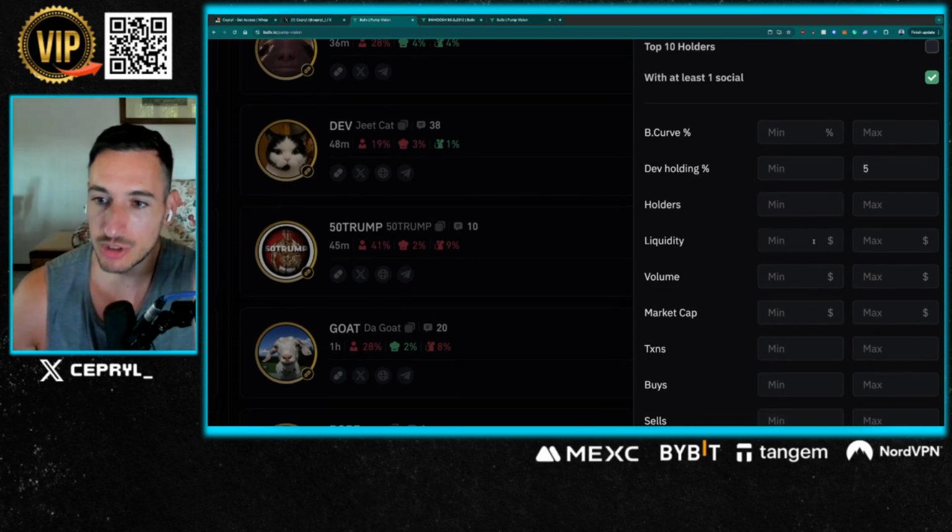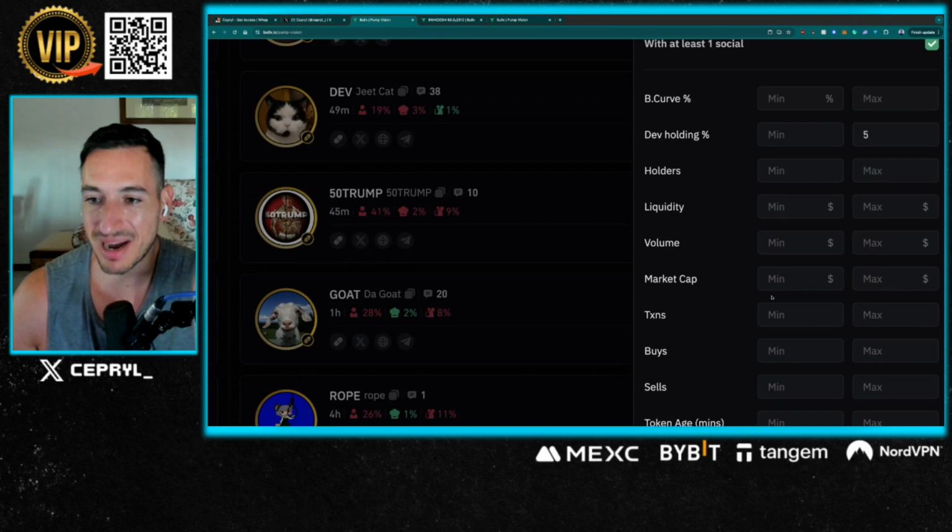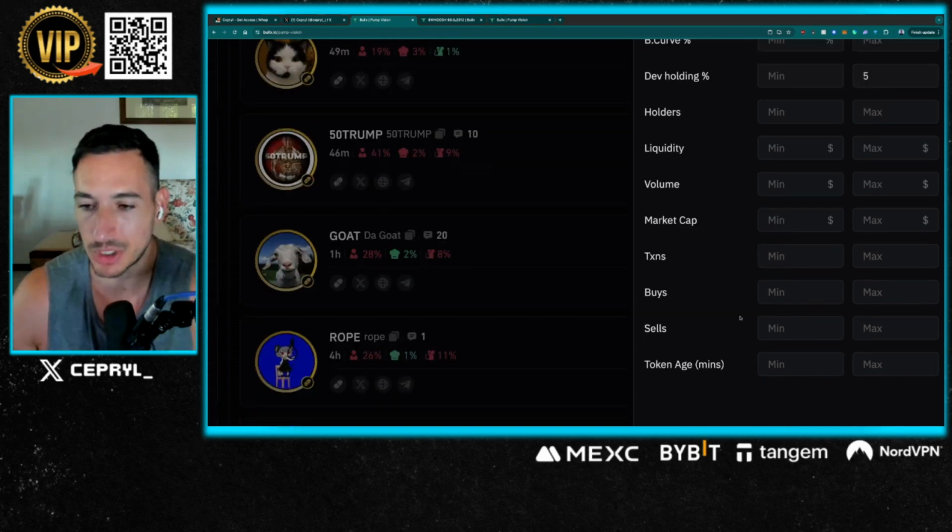And the volume, I assume that if it's a pump fun launch, the volume is big enough already, so I don't bother about that. And the market cap, I don't like filtering for market cap here because I just like to see where the completion curve is.